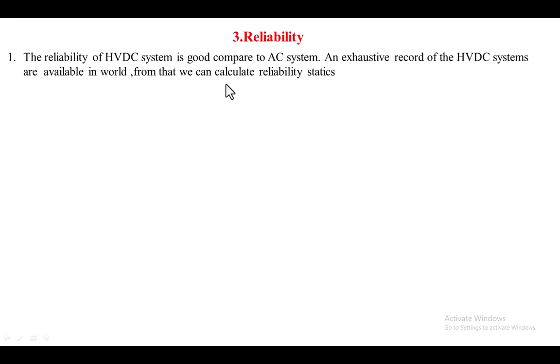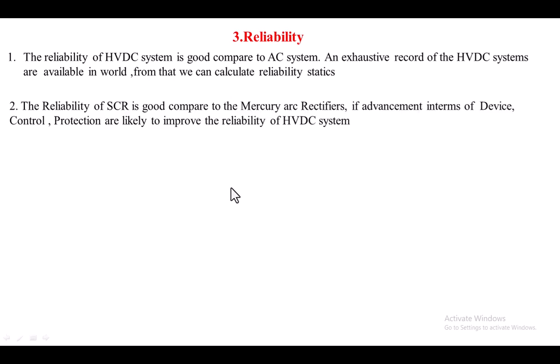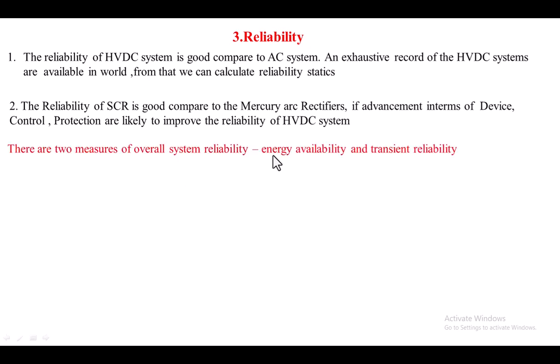Next, reliability. From the reliability point of view, in the world so many HVDC systems are there, so much data is available. From that data, we can calculate the reliability statistics for the HVDC system. From those statistics, we can say very easily that the HVDC system has very good reliability when compared to the AC transmission system. The reliability of the SCR is good when compared to the mercury arc rectifier. If any advances occur in terms of device, control and protection, it will also improve the reliability of the HVDC system. The overall HVDC system reliability can be calculated by means of two parameters: one is energy availability and the other is transient reliability.